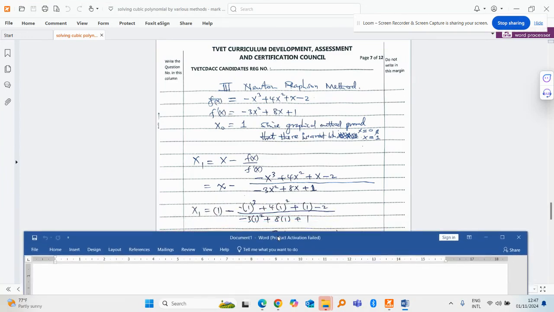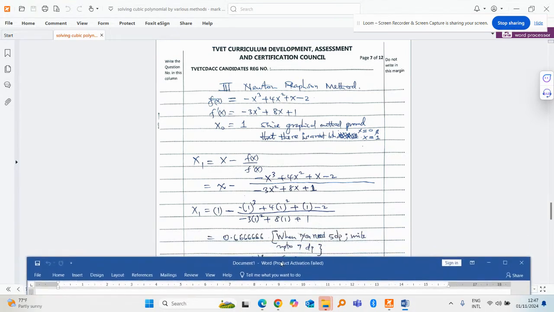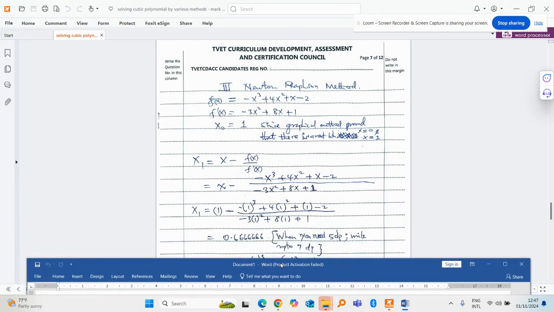So we substitute the value of x. We say that x is 1. So replacing the value of x, we have the value as shown. So when we do the calculation, we get 0.66666. When you need 5 decimal places accuracy, you write up to 7 decimal places.